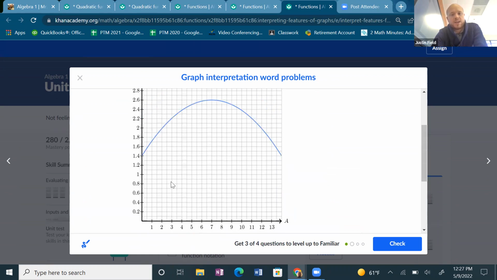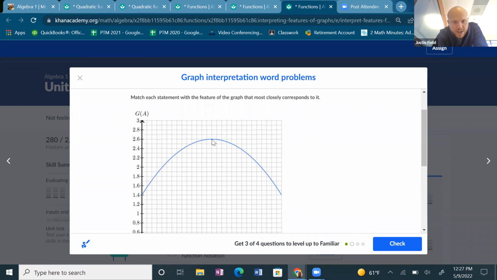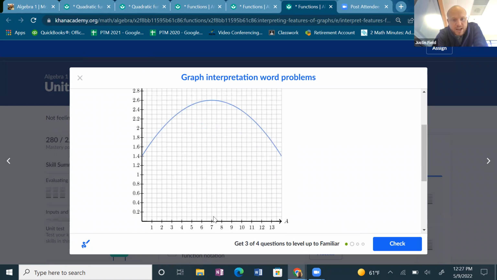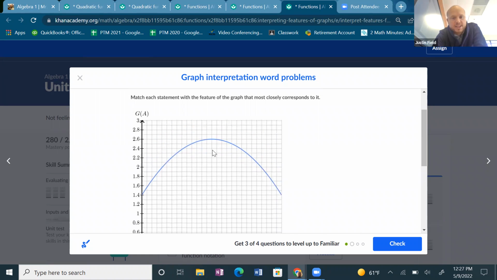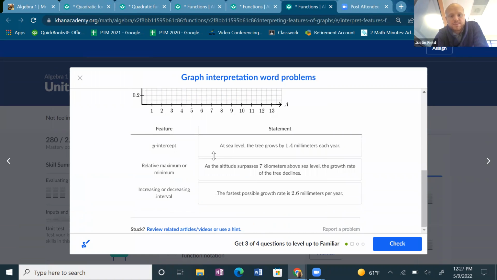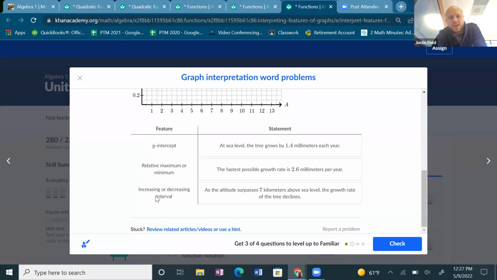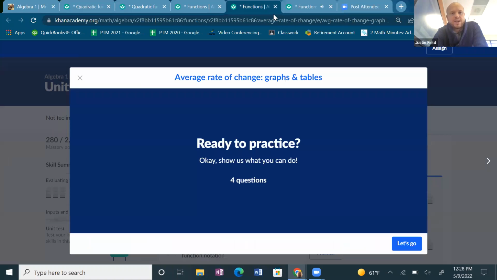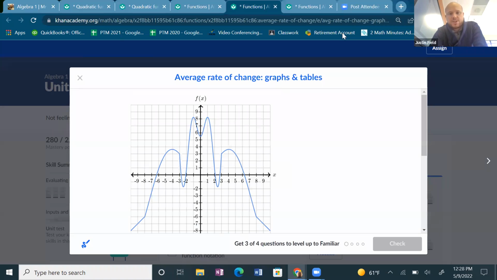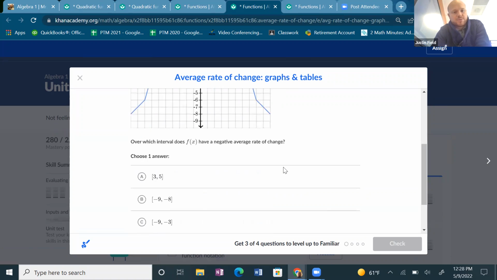Relative max or min. The maximum is here, about 7 or 8 or something. And that is the maximum growth rate of the tree, the fastest possible growth rate. And increasing or decreasing, yes. All right, so that's enough of that. You can ask questions about that. All right, now average rate of change graphs and tables.